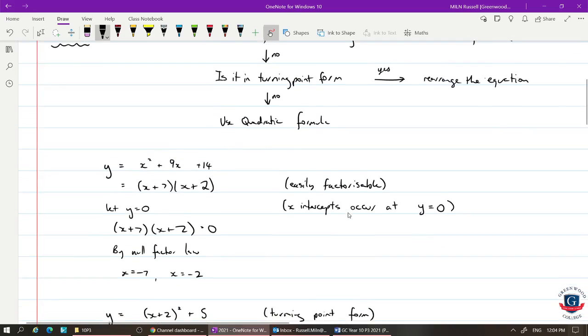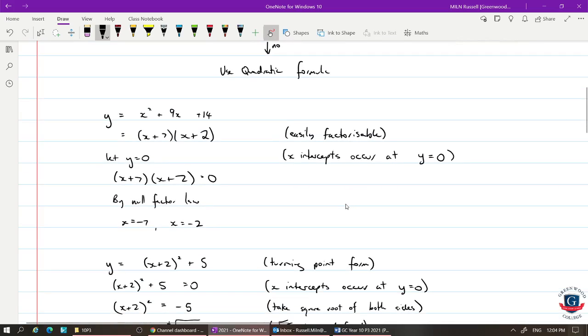So here are some cases. First one, we have x squared plus 9x plus 14. That's easily factorizable. So we're going to substitute y equals 0 and then solve the equation by finding for what values of x will make the equation 0. Null factor law in this case tells us it's -7 and -2. If this is 0, the whole equation is 0. To make this 0, x must be -7. To make this 0, x must be -2. There are the two solutions.